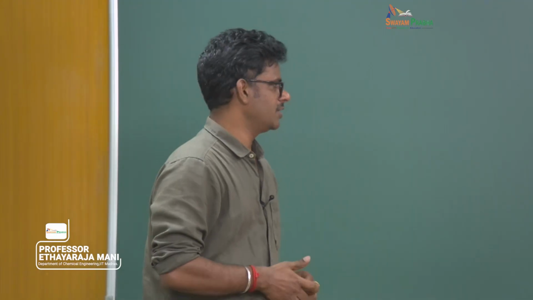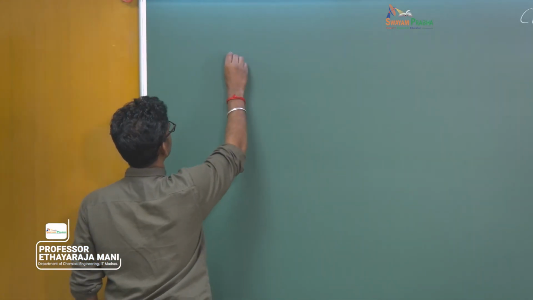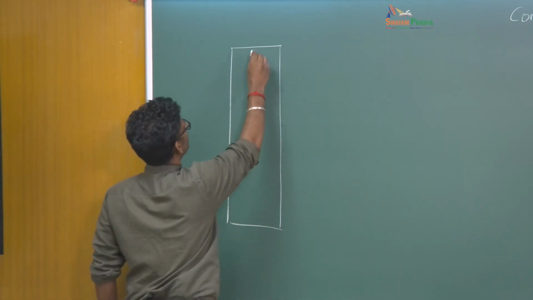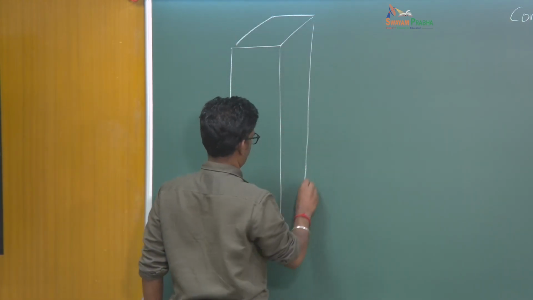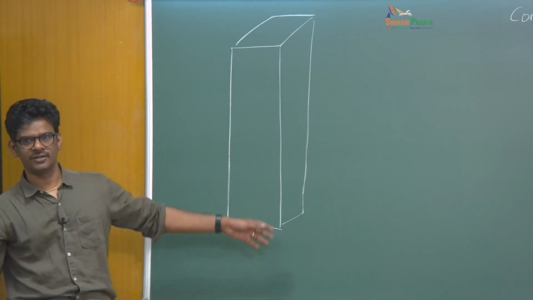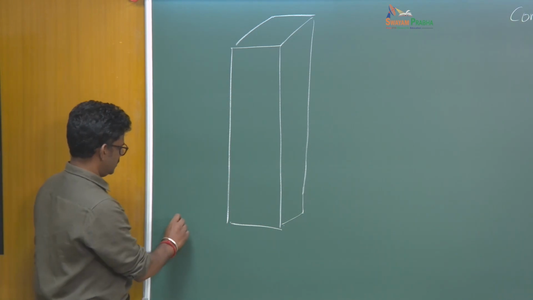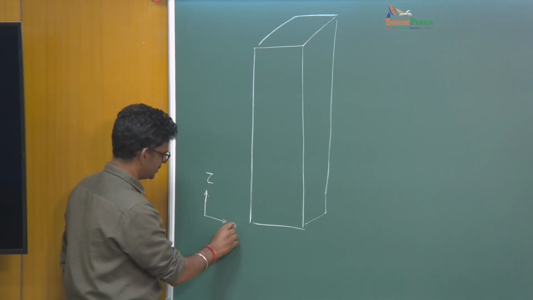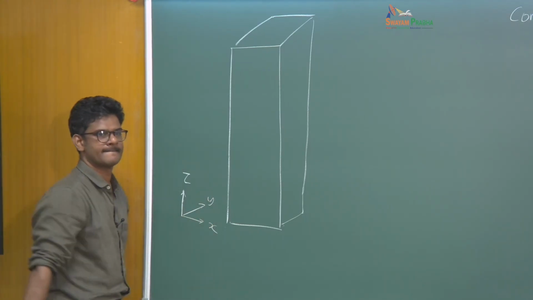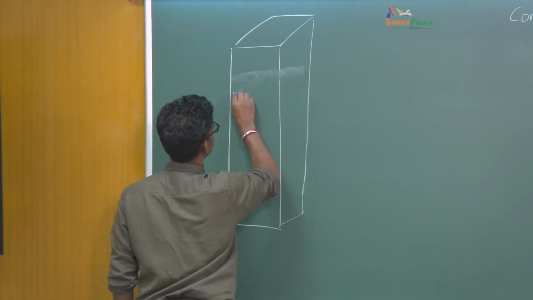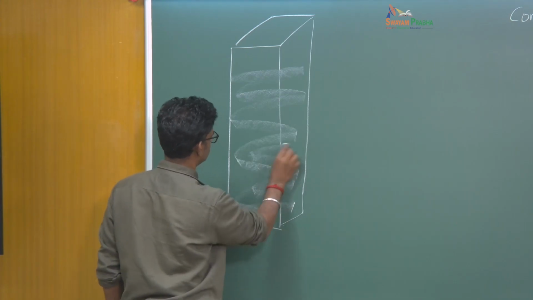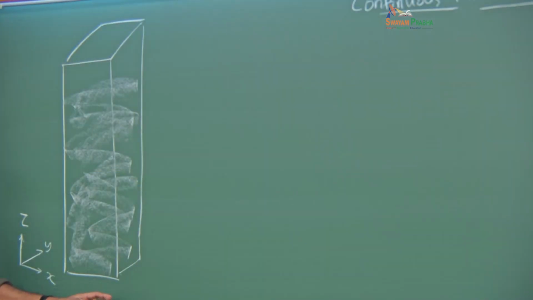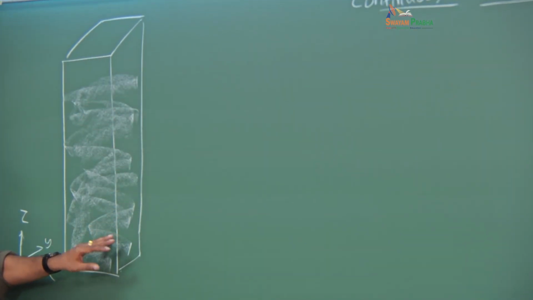The system that we are thinking about is something like a large column. It's made as a rectangular column. We take this as the z direction, this as x and this as y. Then we are basically filling this with a liquid. In this liquid you have some suspended particles.